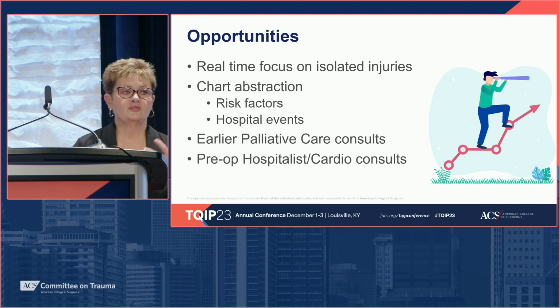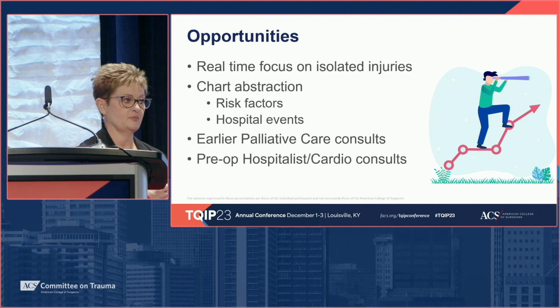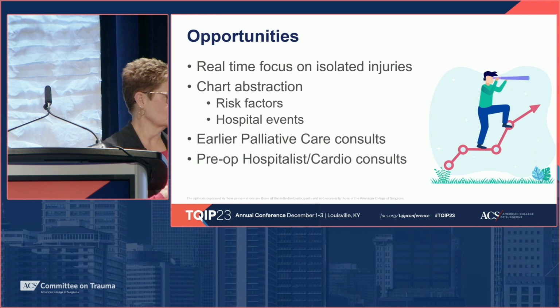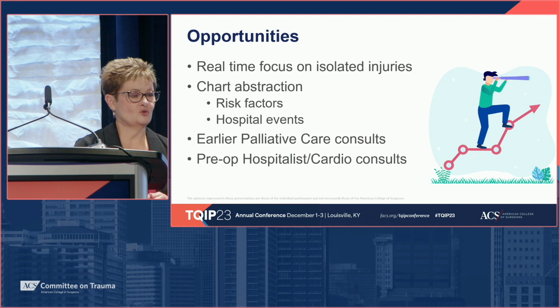So really, when you're looking at this, what were some of our opportunities? I think a big opportunity for us is that real-time focus on those isolated patients. And because ACS has been so great about adding FTEs into their books now, that has been very helpful. So real-time focus on those patients. Making sure when you're abstracting these charts that we're looking at those risk factors and those hospital events and catching those because they do impact your scores. And maybe earlier palliative care consults. The other thing is still focusing on that pre-hospital hospitalist or cardio consults preoperatively.